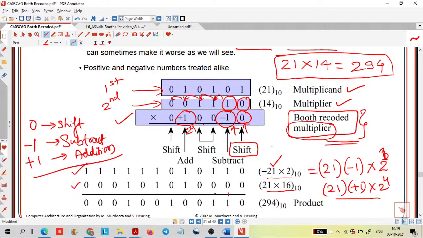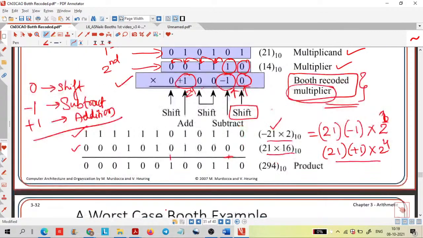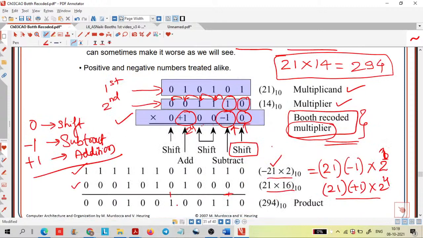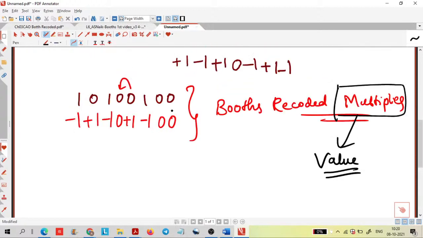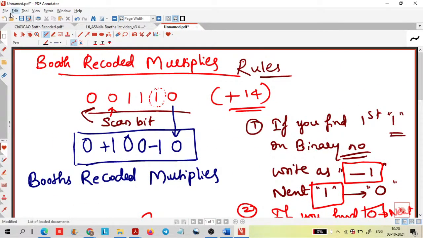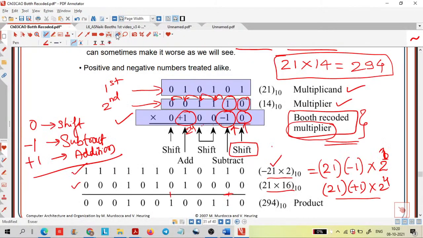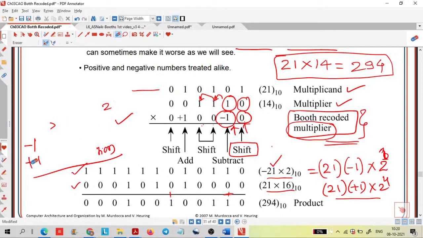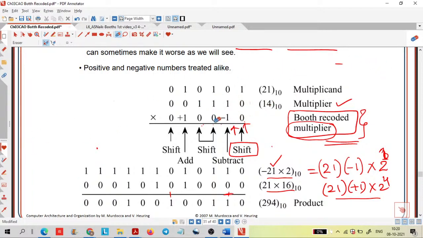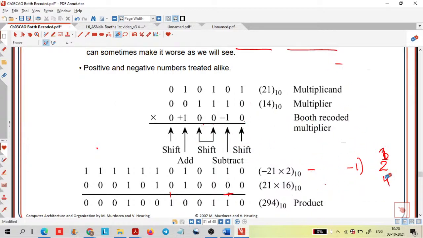Okay, here 0 0 0 1. Okay, 1 1 1 0 1 carry. Okay, so this is the way you have to do the Booth recoded multiplier. This is the one method. Okay, Booth recoded multiplier. So I will explain in detail. Now I will write down these values. What is this method? This method is called the Booth recoded multiplier.